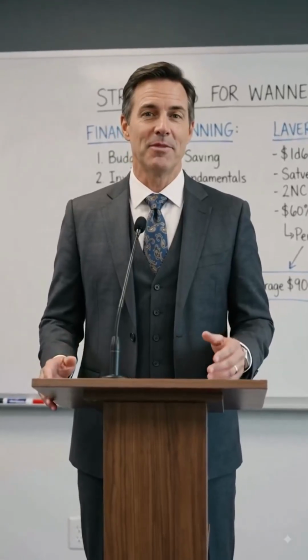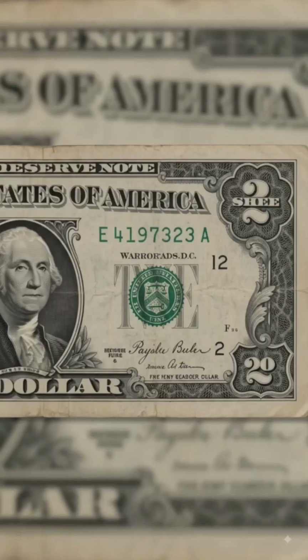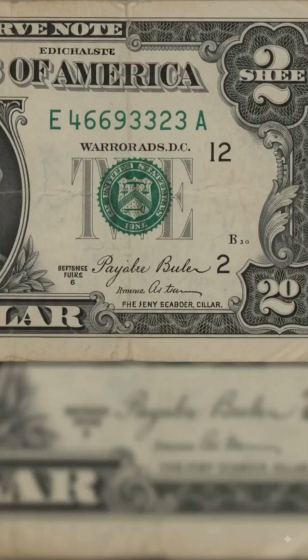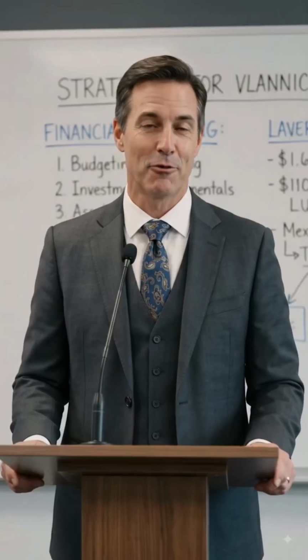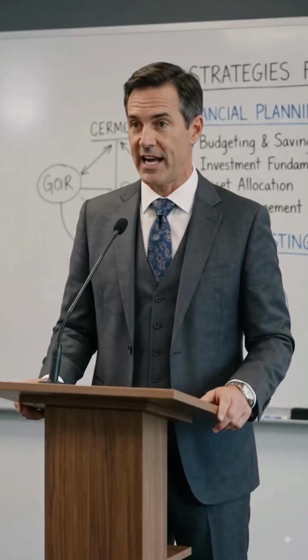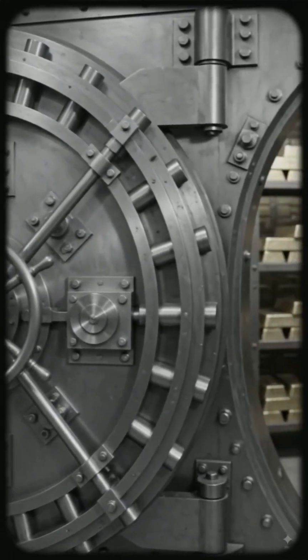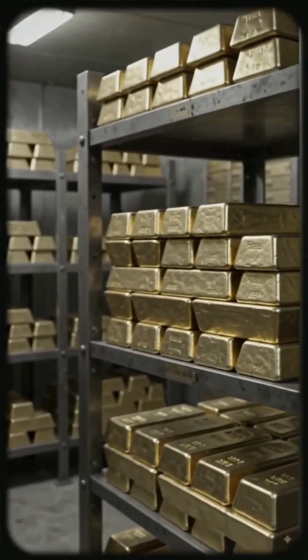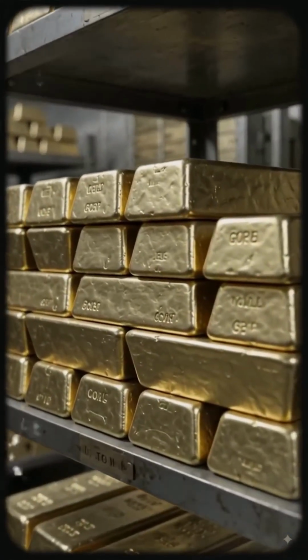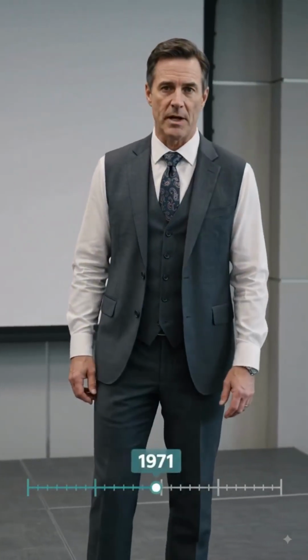For a long time, the paper in your wallet was literally backed by gold. You could walk into a bank and swap paper for metal. This was called the gold standard. It kept governments honest. They couldn't print more paper money than the gold they actually had in the vault. But governments always want to spend more than they have. Wars are expensive. Social programs are expensive. The gold standard became a problem.